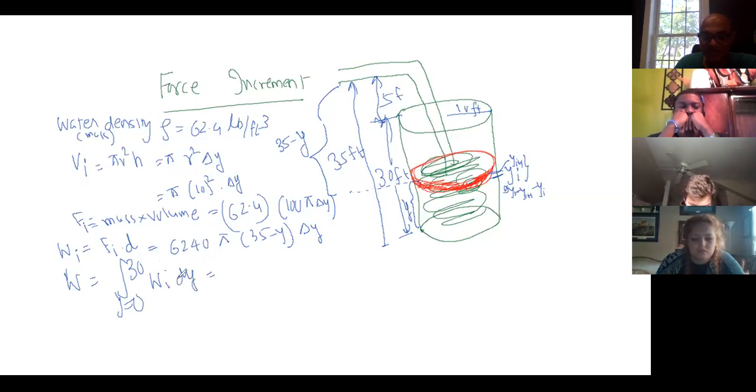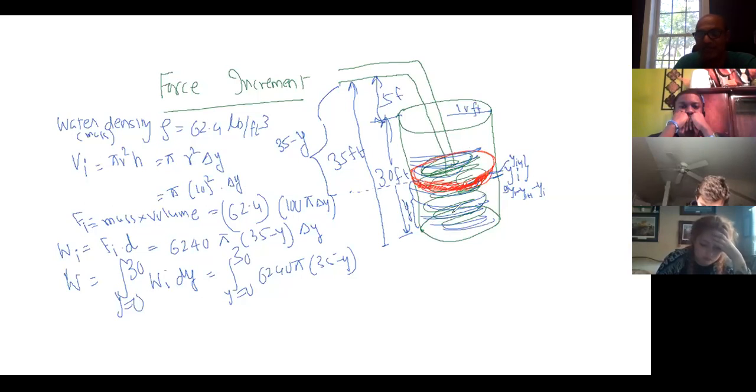Wi dy. Wi actually is this one. So y is equal to 0 to 30, 6240 pi, 35 minus y. And this delta y is the height of just one strip, or just one thin layer. If you sum up all these layers, 1, 2, 3, 4, 5, 6, we are just adding up all these layers.